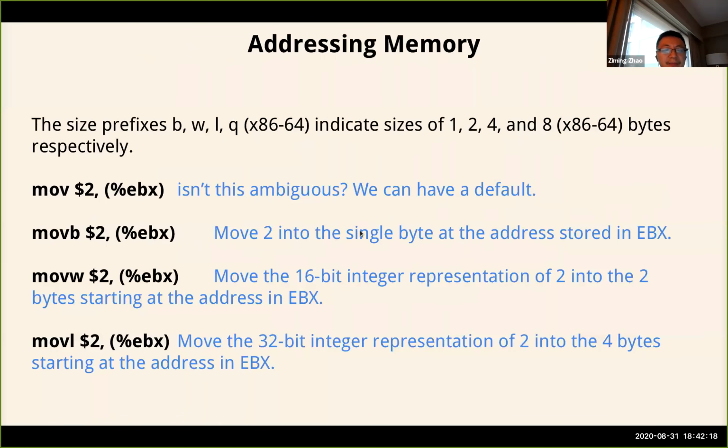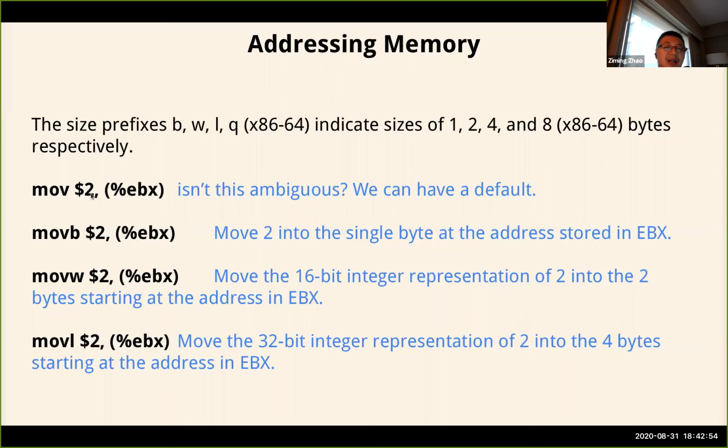Okay, then you can see here we are addressing memories. So sometimes this could be ambiguous. For example, we are moving the number 2 to this memory location. The EBX, obviously, is 32 bits. But we don't know how much data we're moving here. Well, we can have a default, let's say we're moving 4 bytes. Because the number 2 can be 1 byte, it can also be 2 bytes, it can be 4 bytes. We don't know that, right?